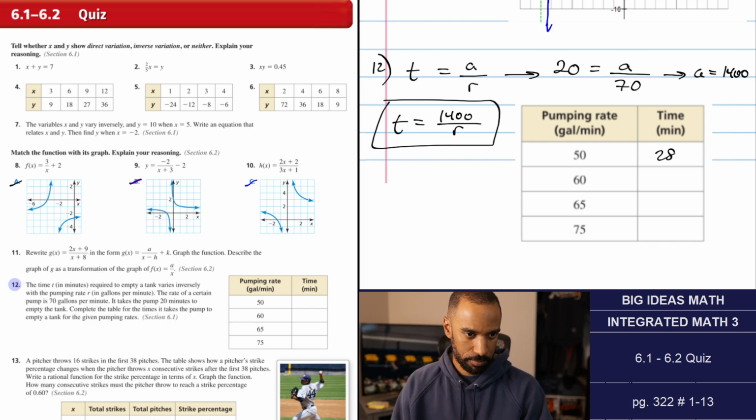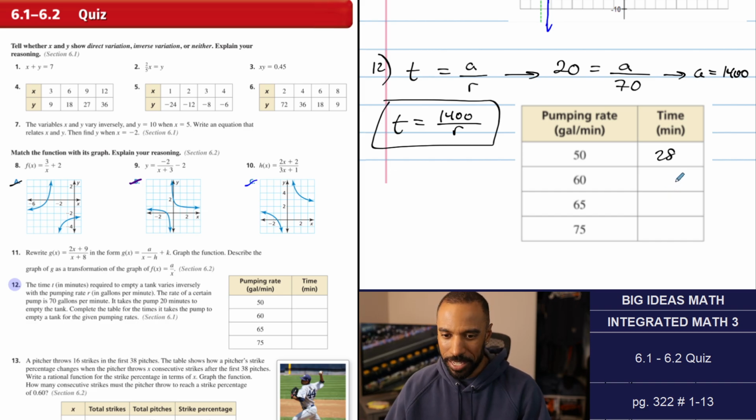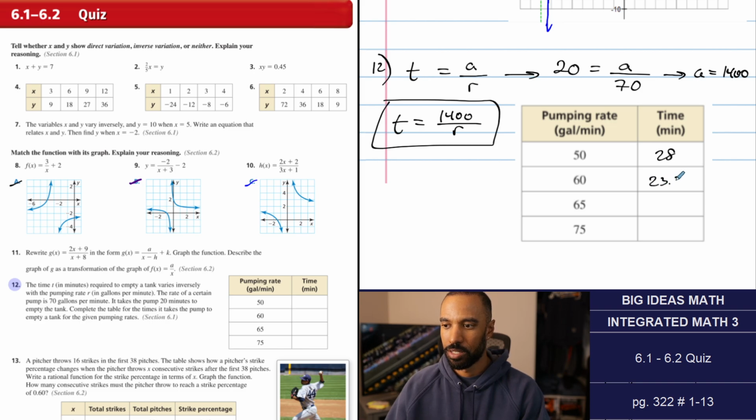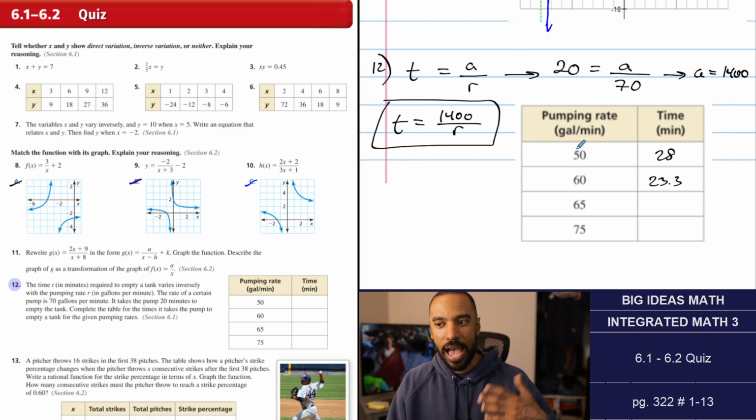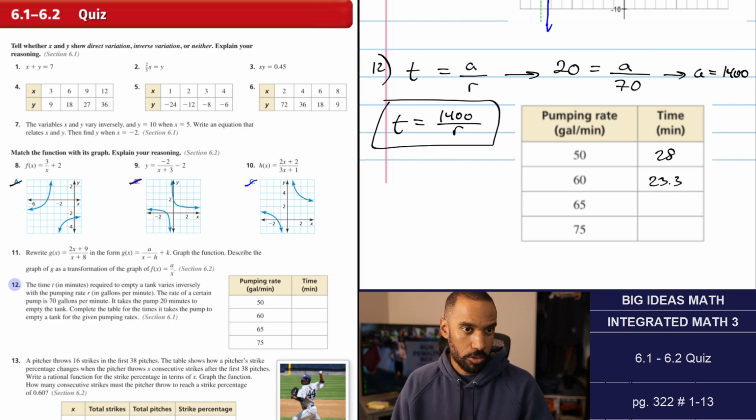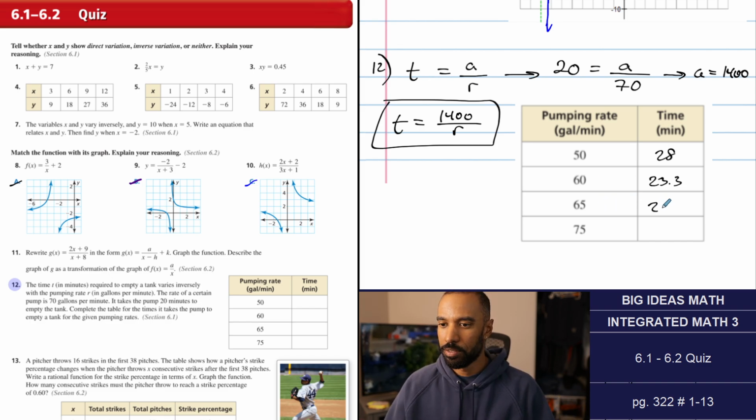1,400 over 60 is also 14 over 6. No, it's not. It's 140 over 6. And it's 23.3 repeating. So I'll say 23.3 minutes. And you can see as the rate goes up, the time goes down. That's how varied inversely stuff works. So 1,400 divided by 65 is about 21.5. Not exactly, but it's around 21.5.